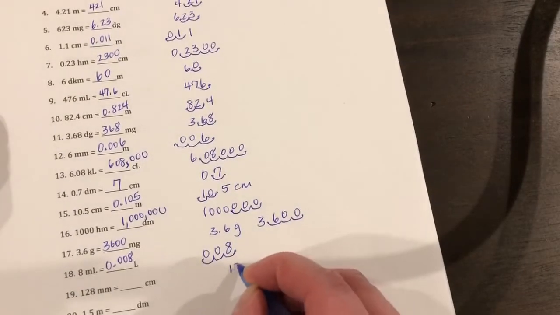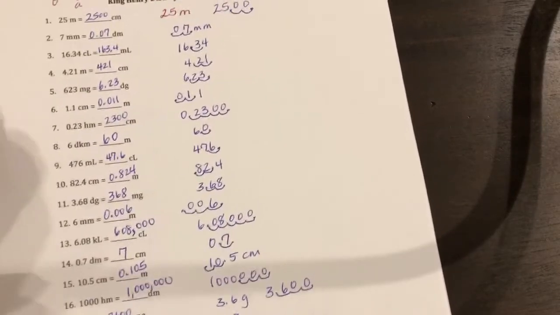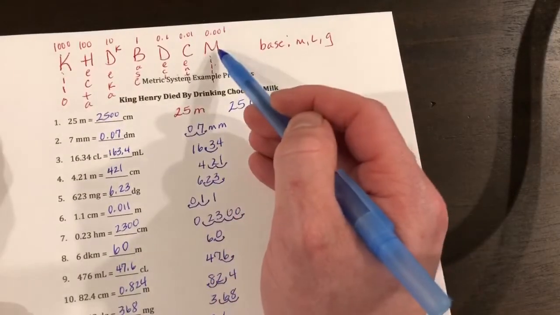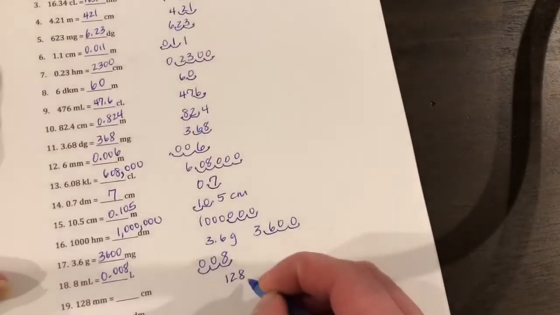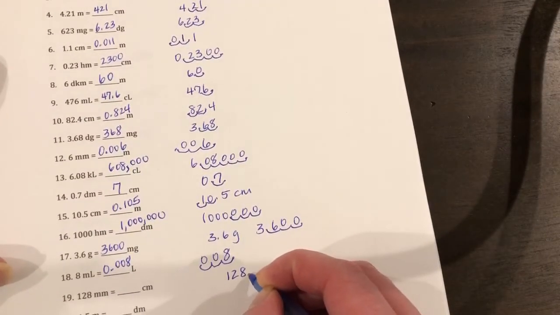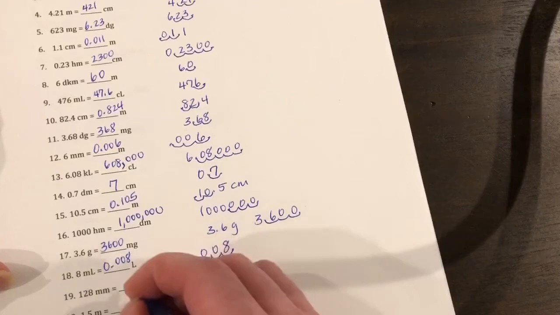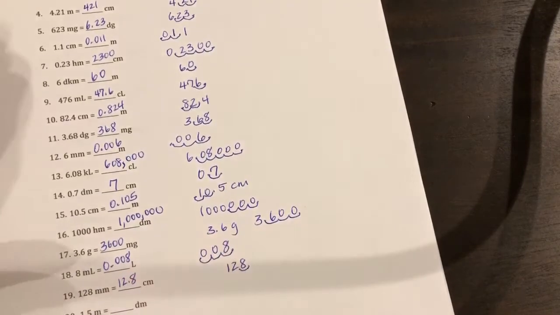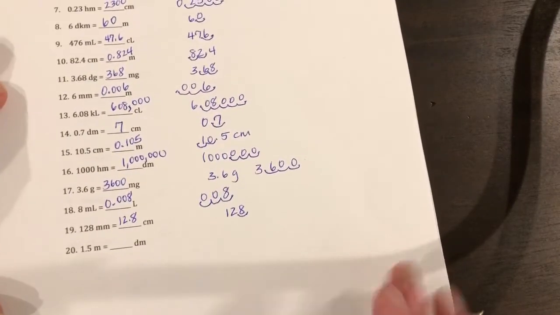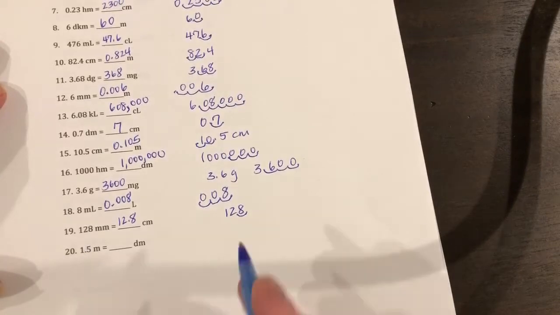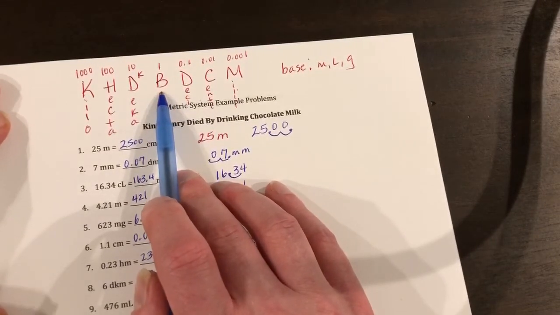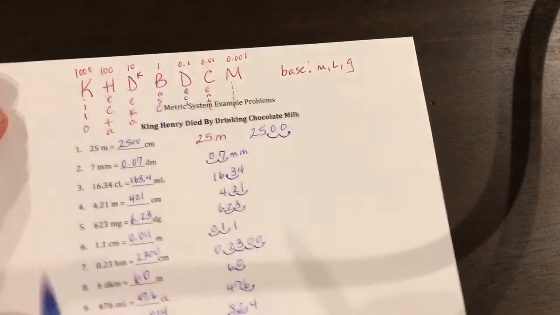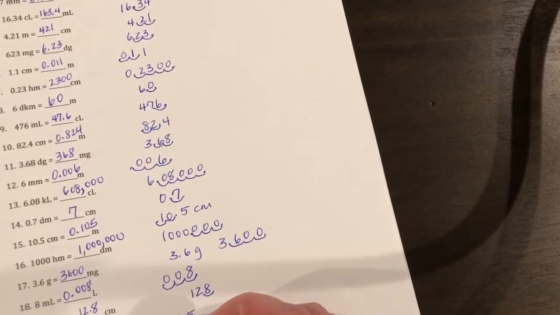Okay, we got 128 millimeters, and I want to go to centimeters. So millimeters are right here, and I want to go to centi, so I'll move it 1 place to the left. My decimal place is understood to be right here, so I'll move it 1 place to the left. So I get 12.8. Okay, and last one, we got 1.5 meters, and I want to go to decimeters. So I'm at my base unit of meters, and I want to go to decimeters, so I move it 1 place to the right. So it's 15.